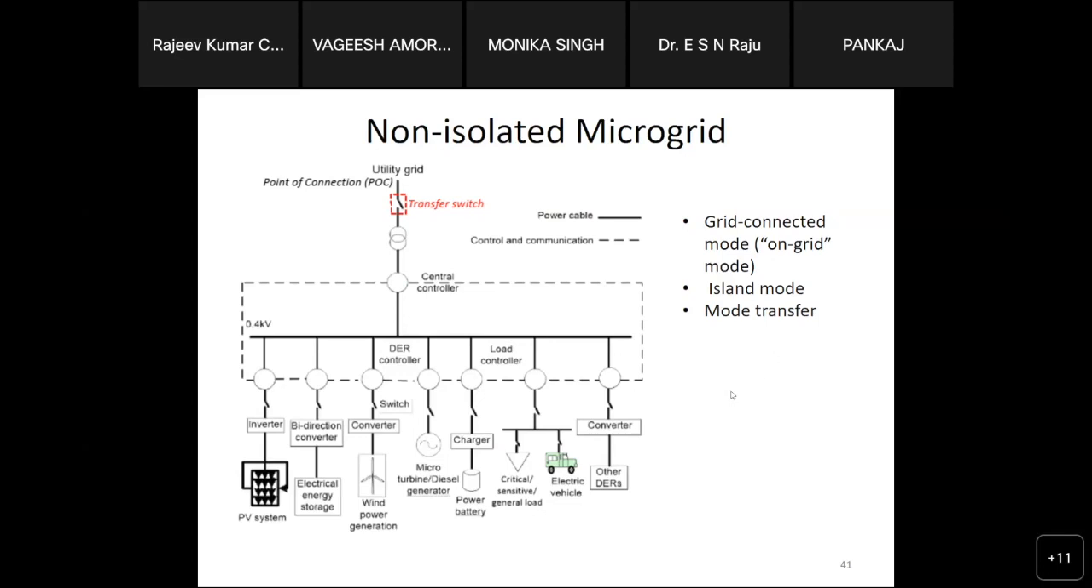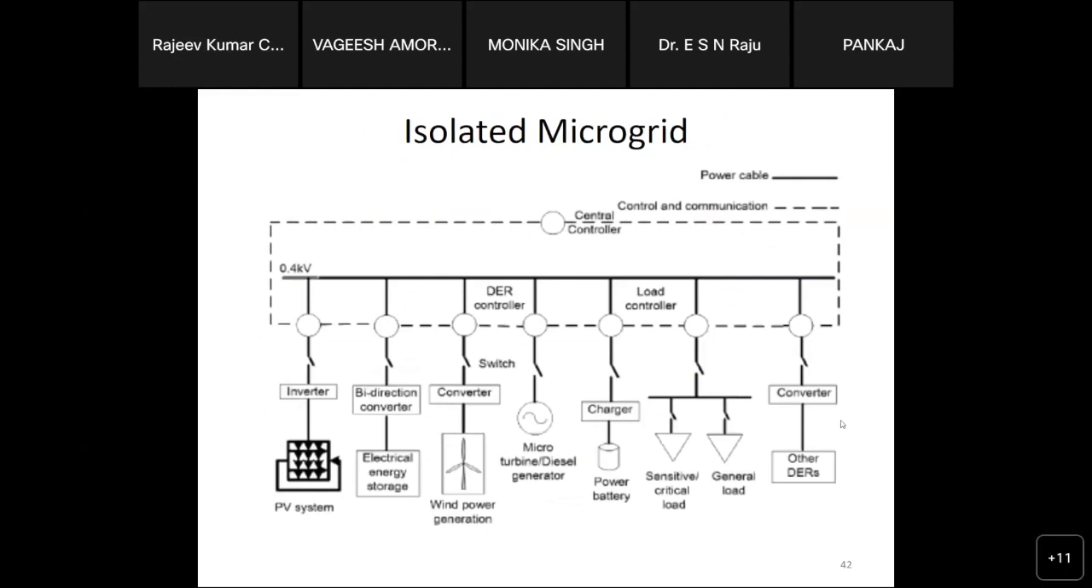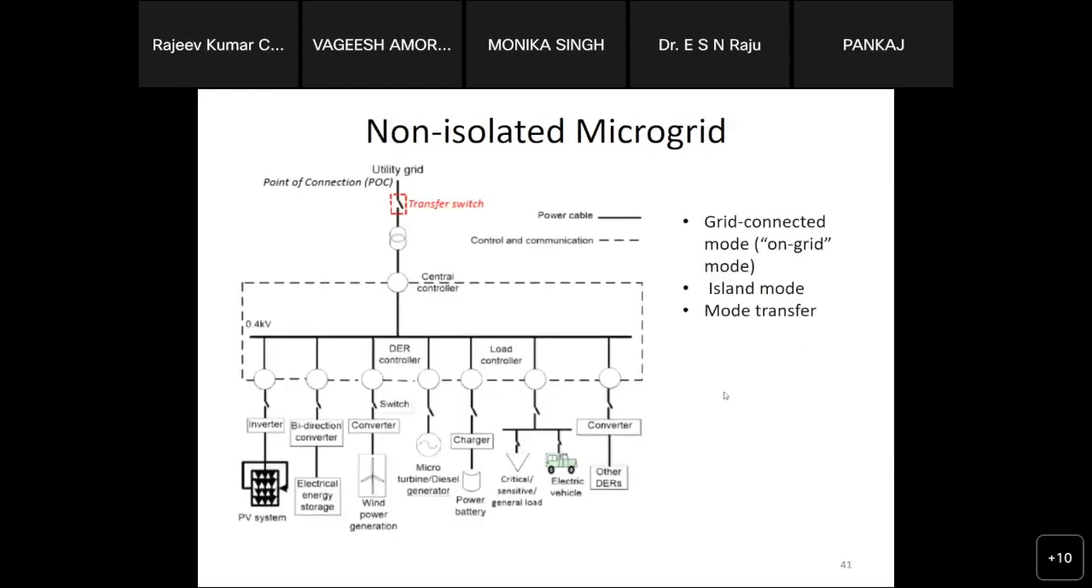When we see the isolated one, here there won't be any connection to the grid. In isolated or remote areas, we will not have access to the distribution lines. So we will not have access to the grid. In that case, we can go with the isolated microgrid, having all the microgrid components as well as the microgrid central controller.